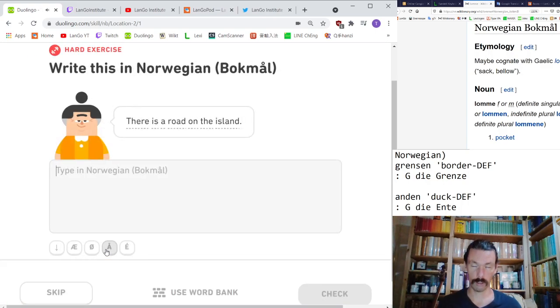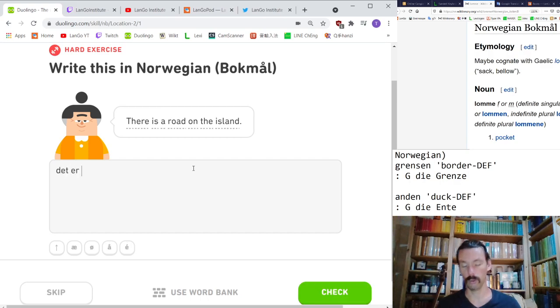There is, existential. Der. So we say there is, it says that is. Der. A road. In vei. On the island. På island. Øyet. Øya. Øy. Nice. Øya for the definite. Det er en vei på øya.